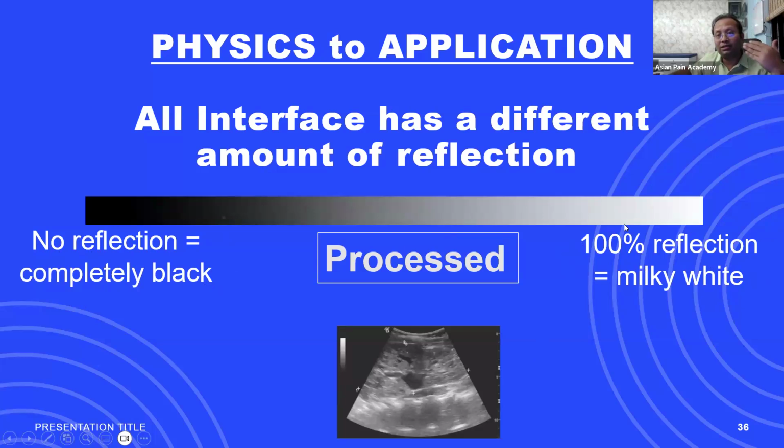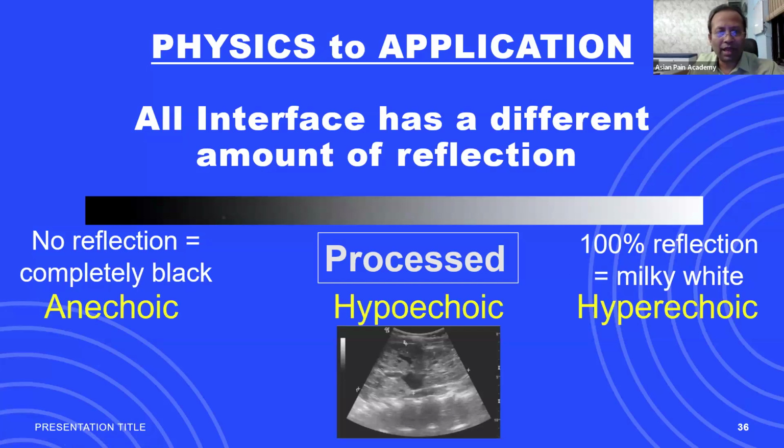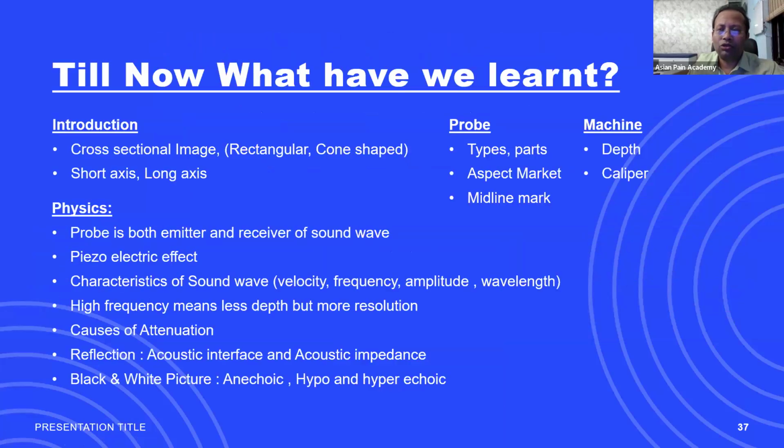After that, how this color comes is after it has been processed by the CPU. The amount of reflected wave will give the color. So this is a digital calculation. We don't need to understand that much. If there is more and more reflected wave, then it will be hyperechoic. Anechoic, hypoechoic, hyperechoic. So till now, let us just recapitulate what we have learned.